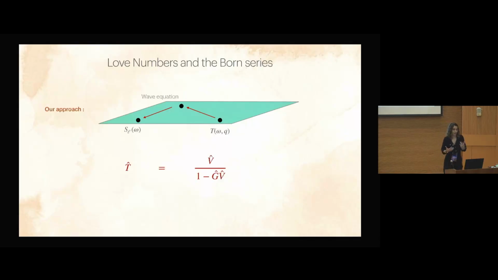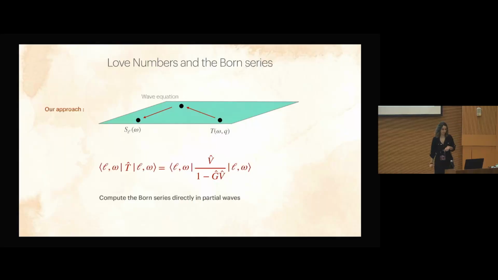And what allows us to do this is the fact that we know that secretly in this regime the amplitude is just a Born series. It's secretly a Born series. So what we can do is take the Born series in, let's say, operator form, and then I can sandwich this with whatever states I like. In particular, I can do this directly in partial waves. This is the general idea that we use: we can compute this Born series directly in partial waves.